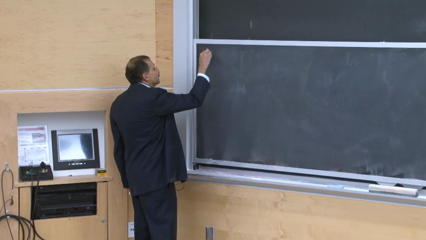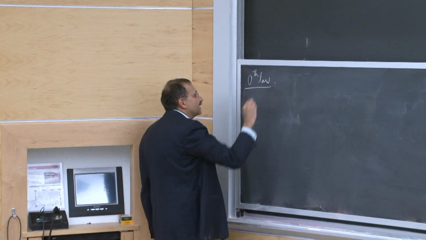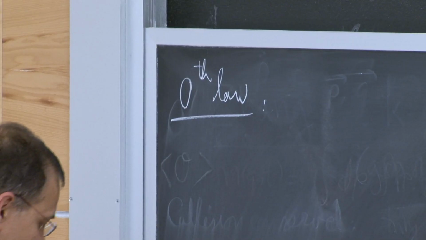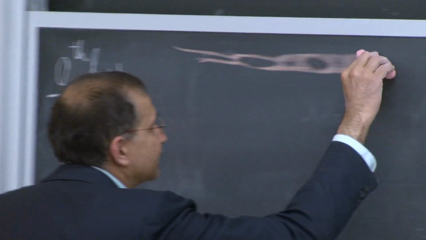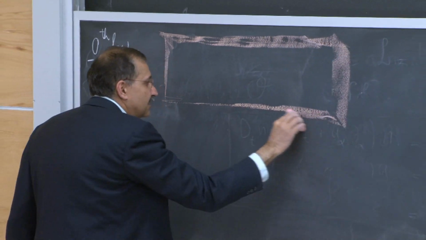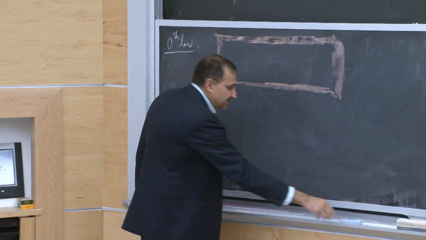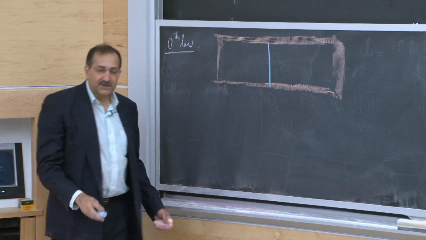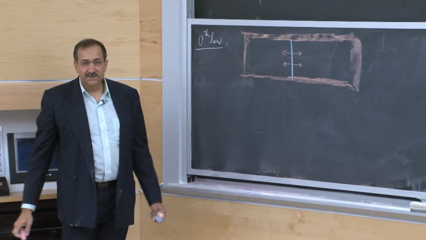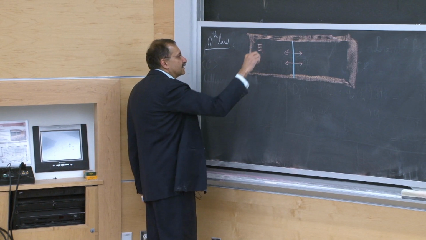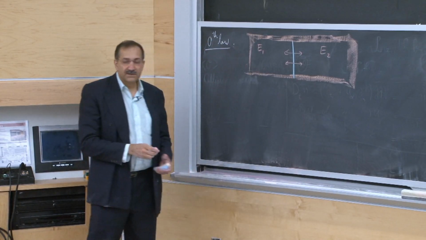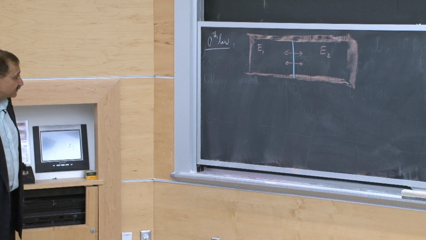So the 0th law had something to do with putting 2 systems in contact. And when they were in equilibrium, there was some empirical temperature from one that was the same as what you had for the other one. So basically, let's pick our 2 systems and put a wall between them that allows the exchange of energy. This is my system 1, and it may have an instantaneous energy E1. This is the part that is 2. It has energy E2. Okay?